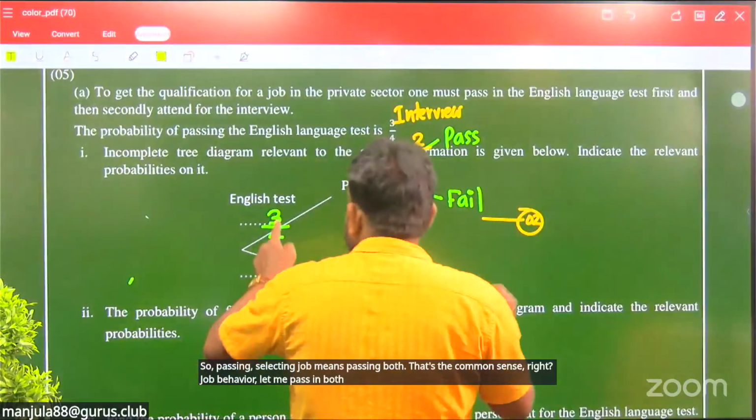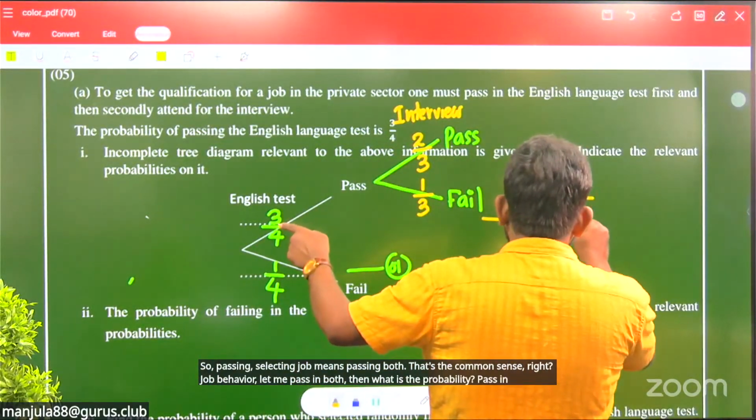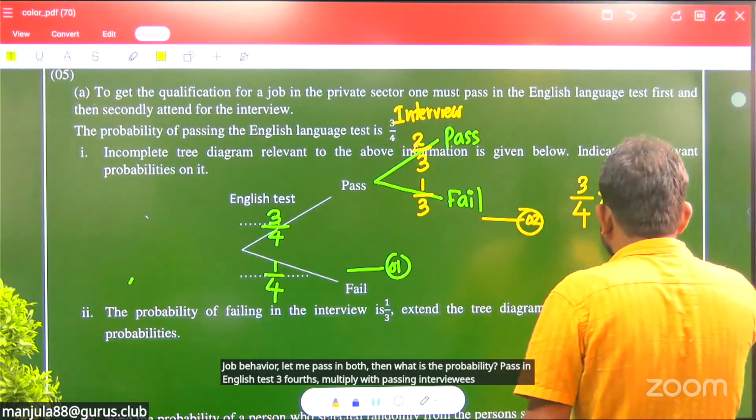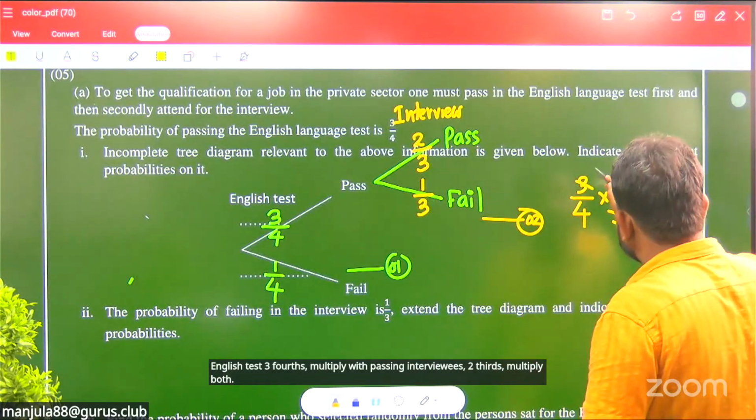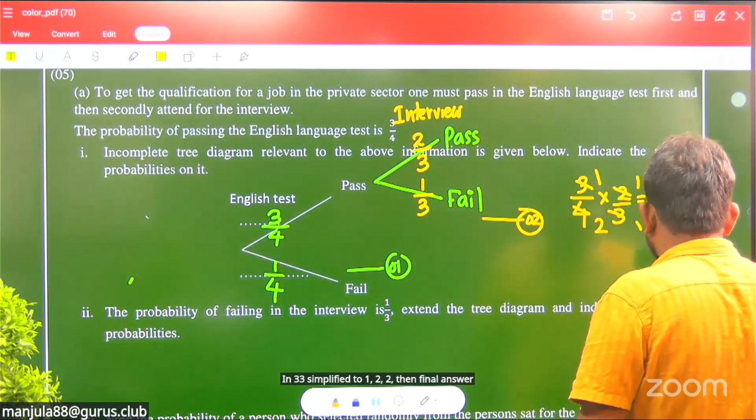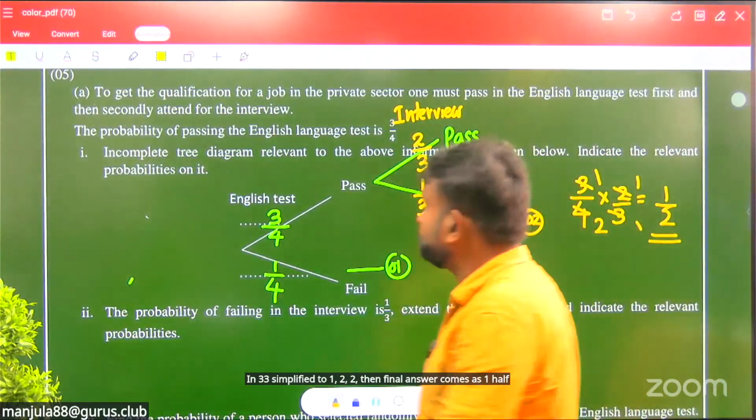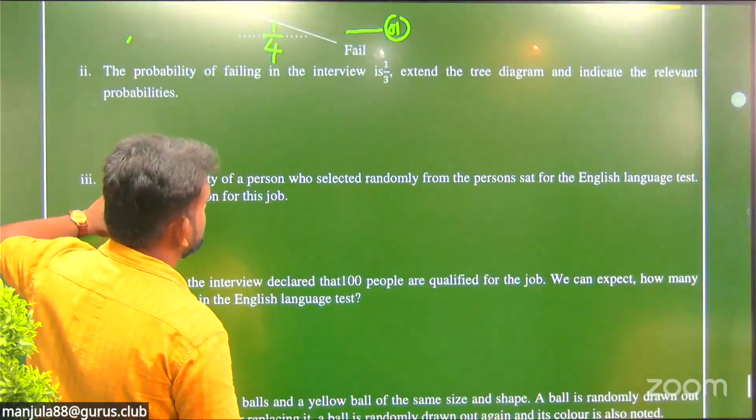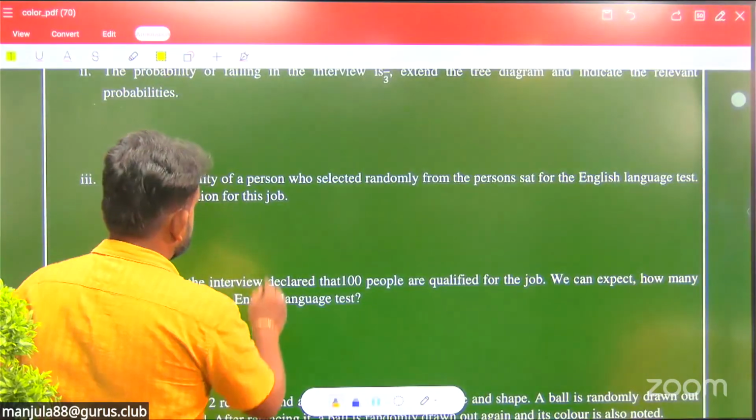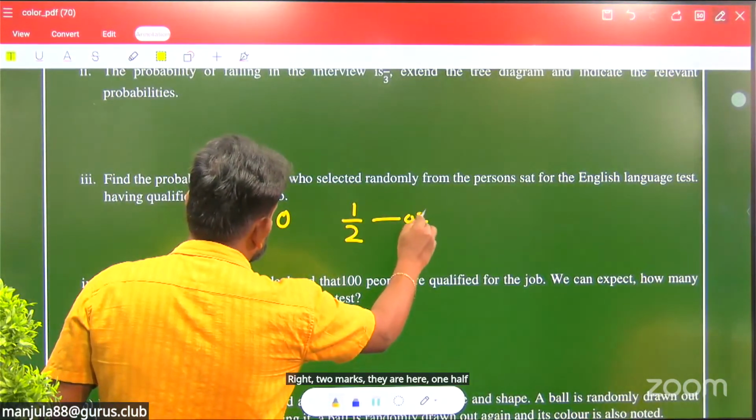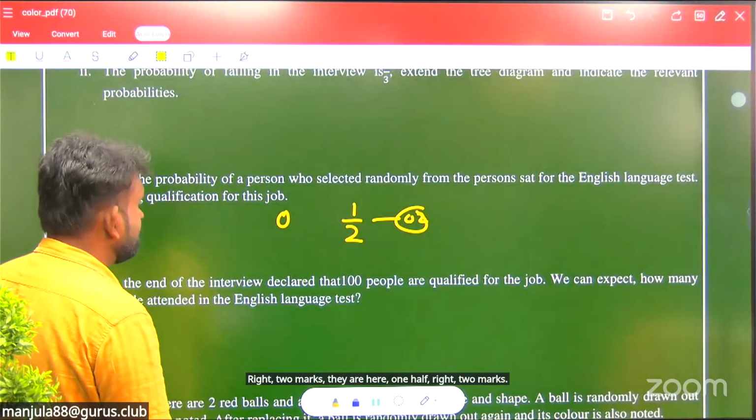Then what is the probability? Passing the English test is 3/4, multiplied with passing the interview, 2/3. Multiply both. Then 3 is simplified, 1 and 2 2. Then the final answer comes as 1/2. 1/2. Right, 2 marks they are here. 1/2, right, 2 marks.